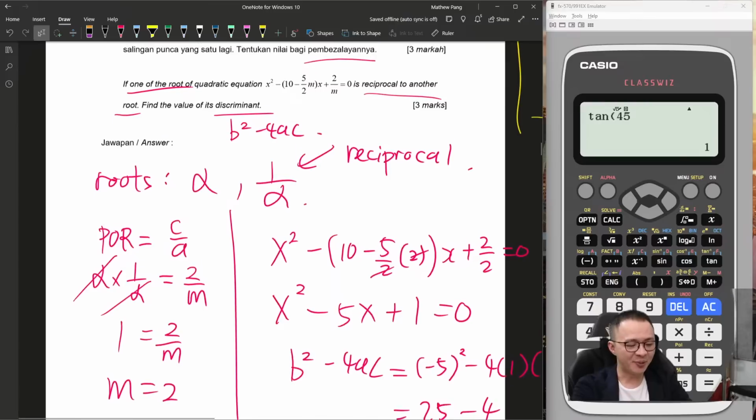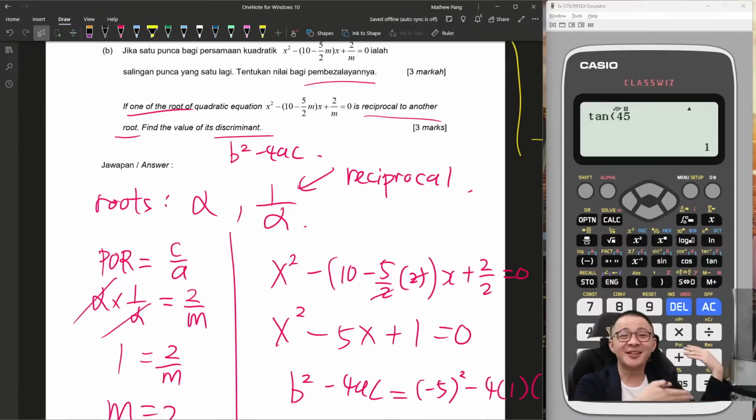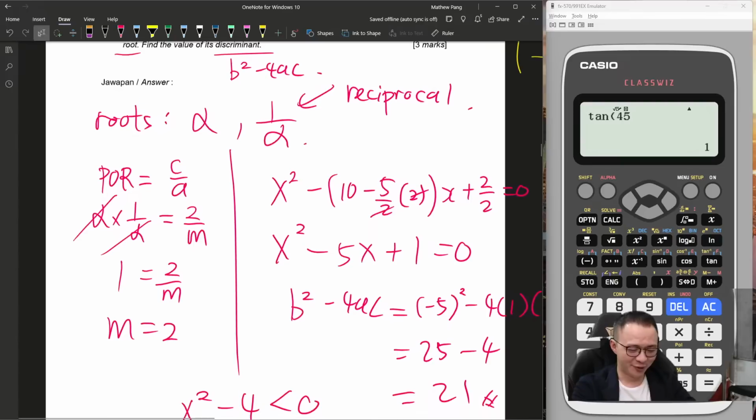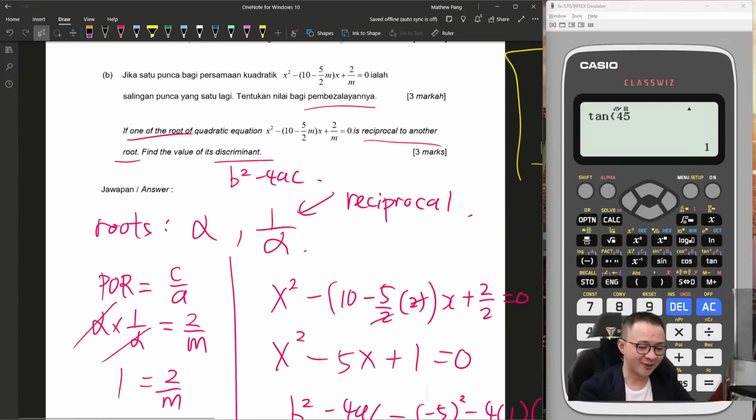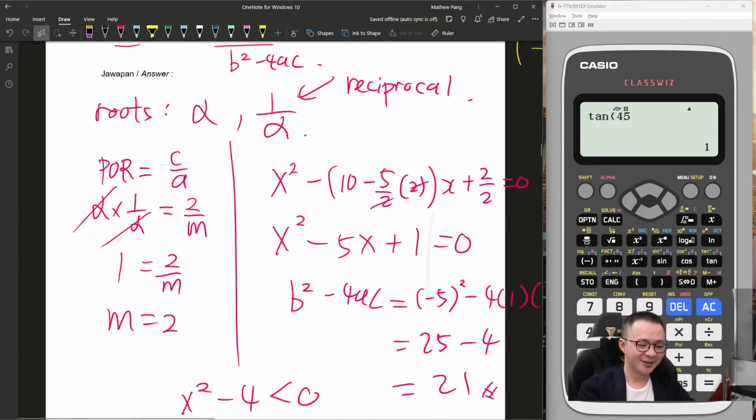But if you have the experience, or you remember what Mr. Pang said today, some students call me Mr. Pang, then in the exam you can do it slightly faster. Quadratic, done.